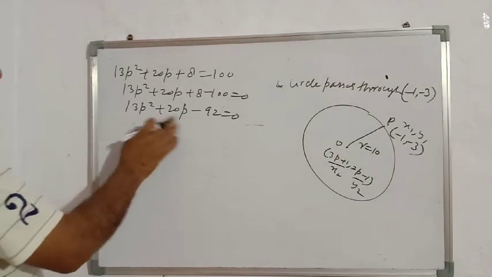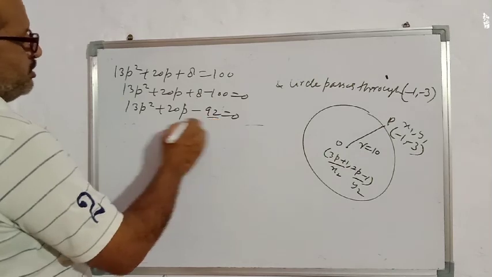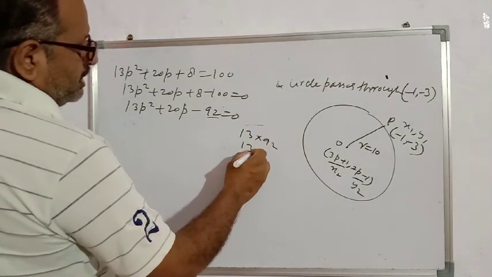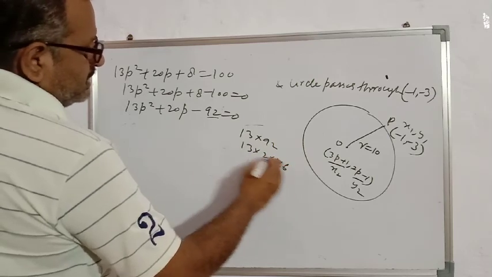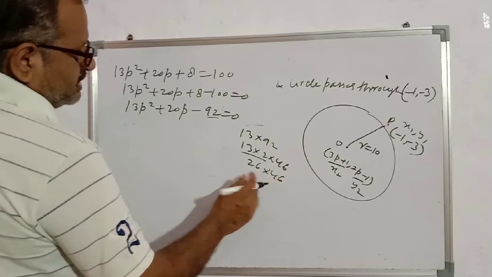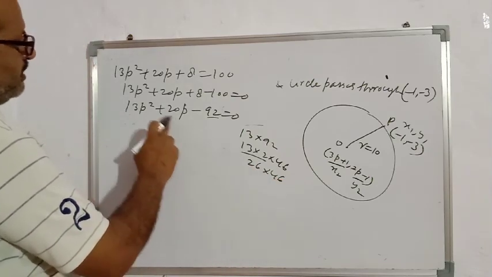It is a quadratic equation in P. We have to solve it for P. So 13 multiplied by 92. 92 means 2 into 46. 13 into 2 is 26, and 46. So there will be two factors, 26 and 46. Its difference will come 20.